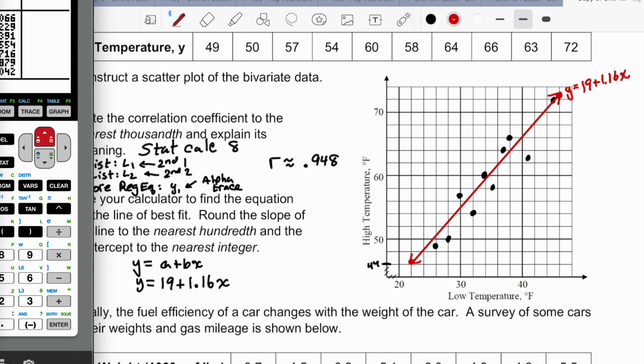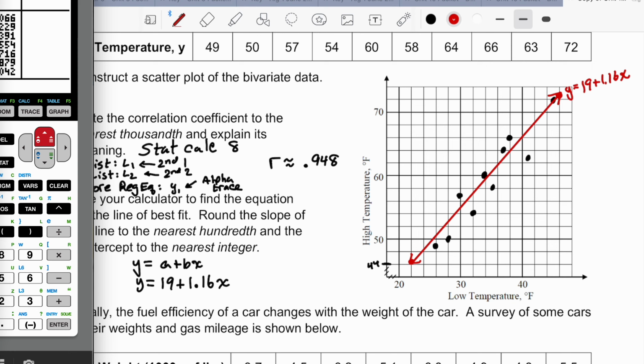But this one starts off at an x value of 20 and a y value of 50. So the y-intercept isn't really that helpful, and I'm not too eager to plot a slope of 1.16. So I need something else. So what I can do is use that store regression equation to let the calculator give me some coordinates that I could then plot, and now I have my trend line.